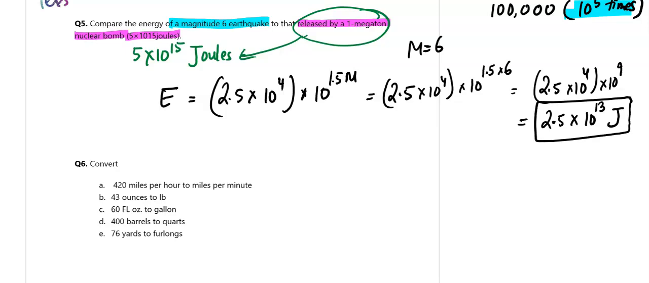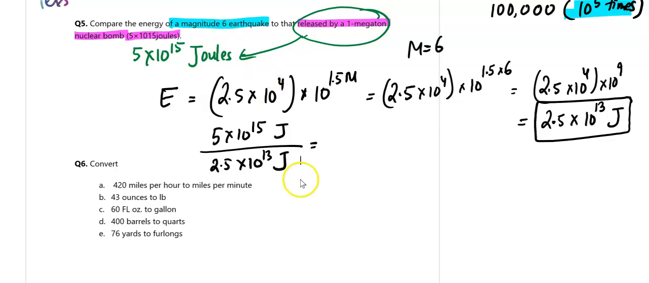So the energy released by a 6 magnitude earthquake is 2.5 times 10 to the power 13 joules, and the energy released by a nuclear bomb is 5 times 10 to the power 15 joules. So you divide 5 times 10 to the power 15 joules by 2.5 times 10 to the power 13 joules, and you can see how many times bigger the energy from the nuclear bomb is as compared to the 6 magnitude earthquake.